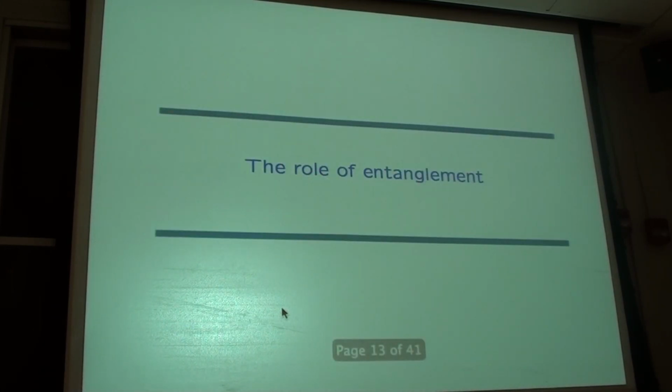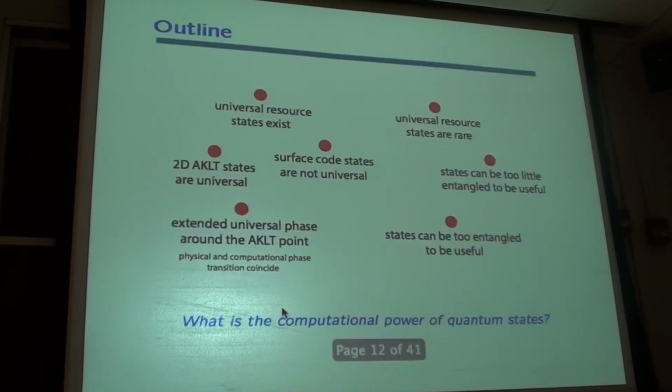So, universal resource states exist. That's what we just discussed. Then AKLT states were at least mentioned, and this is one of the results that I want to show to you, that they are also universal. Then, more about computational phases: this computational power actually extends into a phase. That's what I want to talk about. Surface codes, maybe a little bit if we have time for that. So these are the particular, specific results that we know.